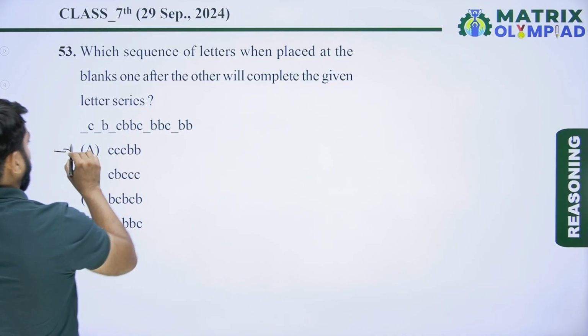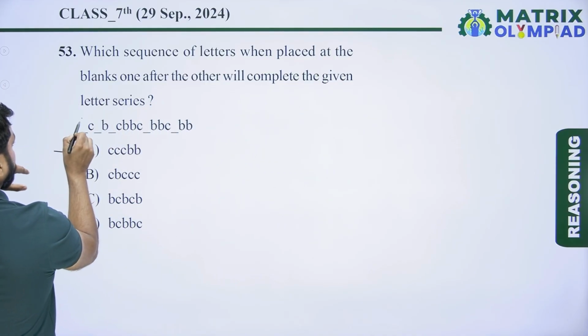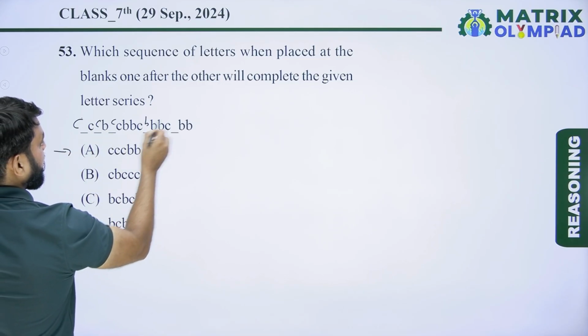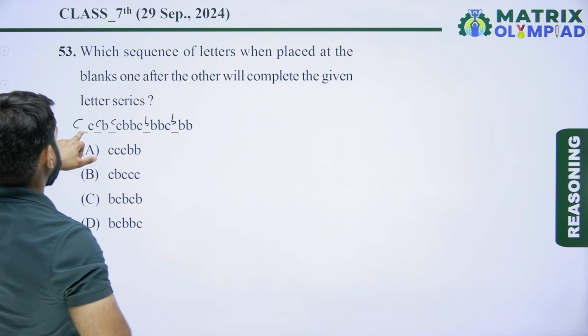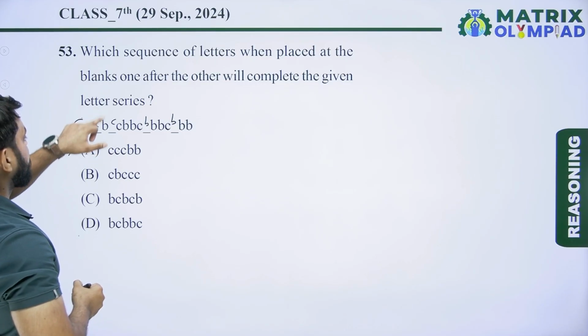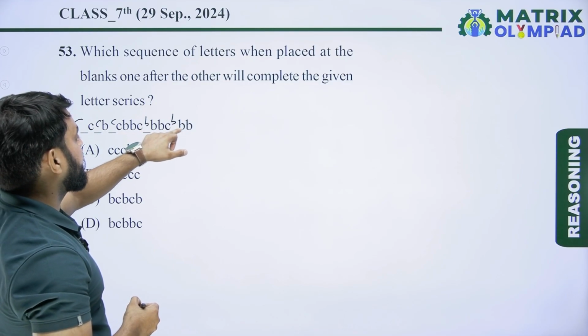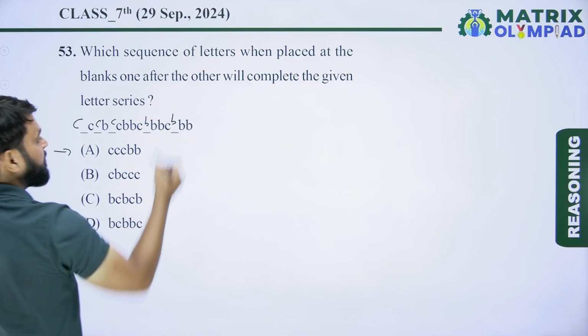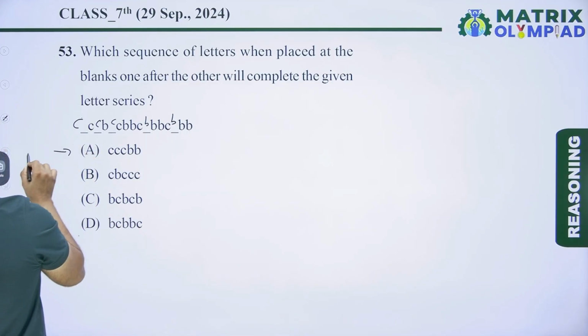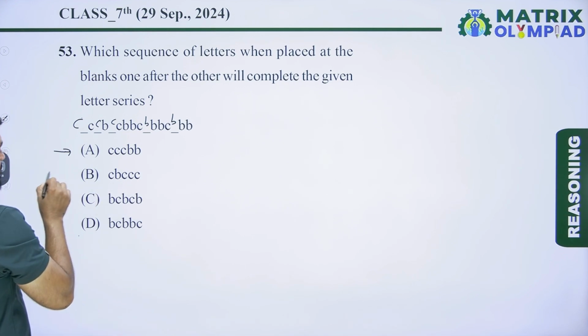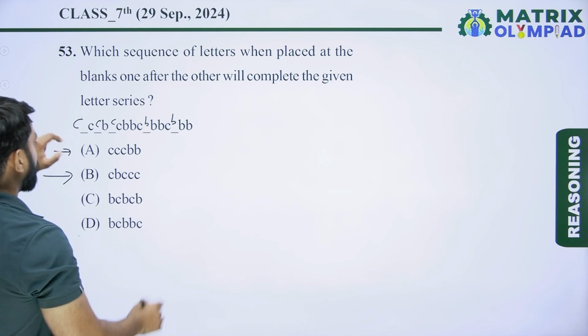According to option A, first C, next C, again C, now B, and then B. So C, C, C, B, C, C, B, double B, C, B, double B, C, B, triple B, double B. So not in a defined way. Now checking option B.